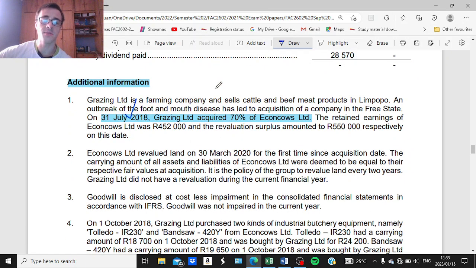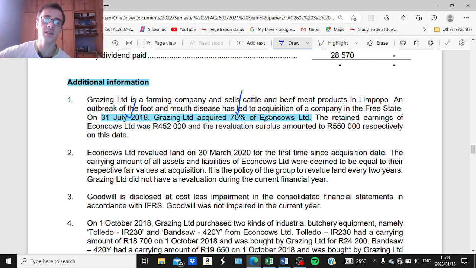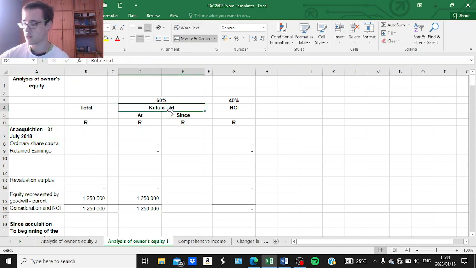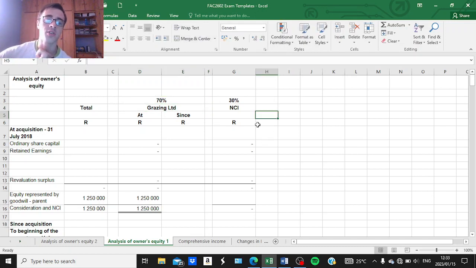Grazing Ltd acquired 70% of Consolidated Ltd, so therefore the parent's percentage interest in Consolidated Ltd is 70. So this percentage has been given, no calculation necessary. Grazing Ltd will have a 70% share in the ordinary equity of the subsidiary, which means that your NCI will take up the remaining 30%.